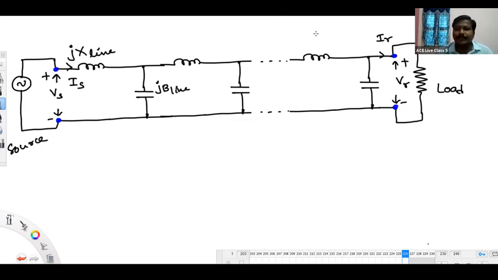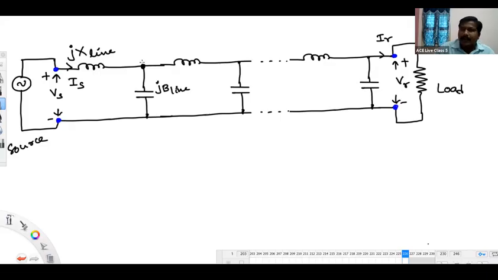Next thing. Listen up. Very simple. Don't get confused. See, at this point where I'm standing, what is the voltage here? By applying KVL, what is the voltage at this place? It is Vs minus Is into jXline. Vs minus Is into jXline is the voltage at this place.